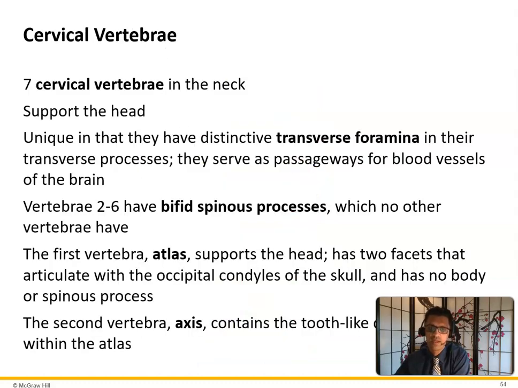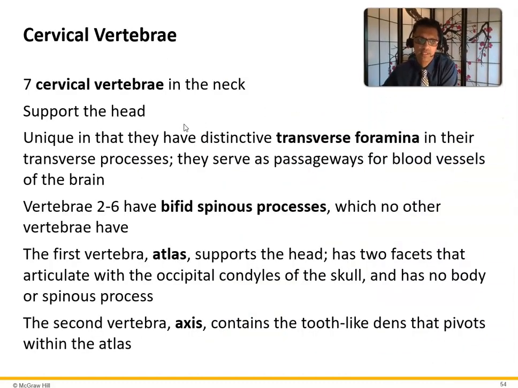The cervical vertebrae, again, there are 7. They support the head. They are unique in that they have distinct transverse foramina in their transverse processes. They serve as passageways for blood vessels of the brain. Vertebrae 2 through 6 have a bifid, meaning 2, spinous process; that pointy thing on the back splits into 2, which no other vertebrae have.